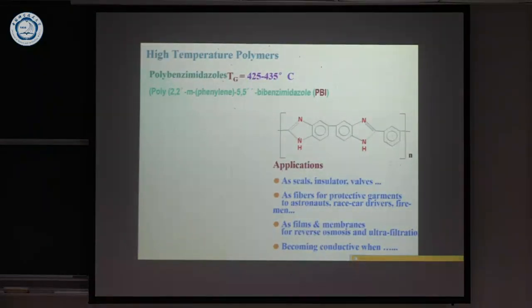Now, important is to look at the material. The material is polybenzimidazole, the polymer, and this is a very interesting polymer because it has a very high glass transition temperature. Tg, the glass transition temperature, lies above 400 degrees. So it is a very stable polymer.